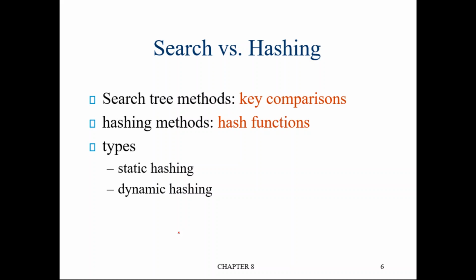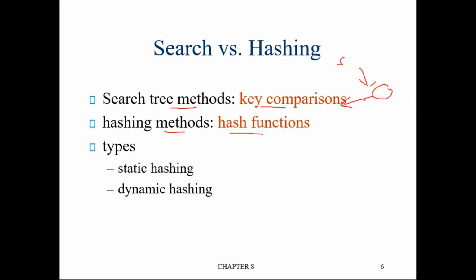For searching, we use the keys. In a search tree, like a binary search tree, we use the key and we compare. But in the hashing method, we'll use a hash function. In a binary search tree, we compare the key we want to search with the root node to see whether it is equal. If it is not equal to the root node, then you check whether it is less than the root node. If it is less than, then go to the left subtree in the case of a binary search tree.